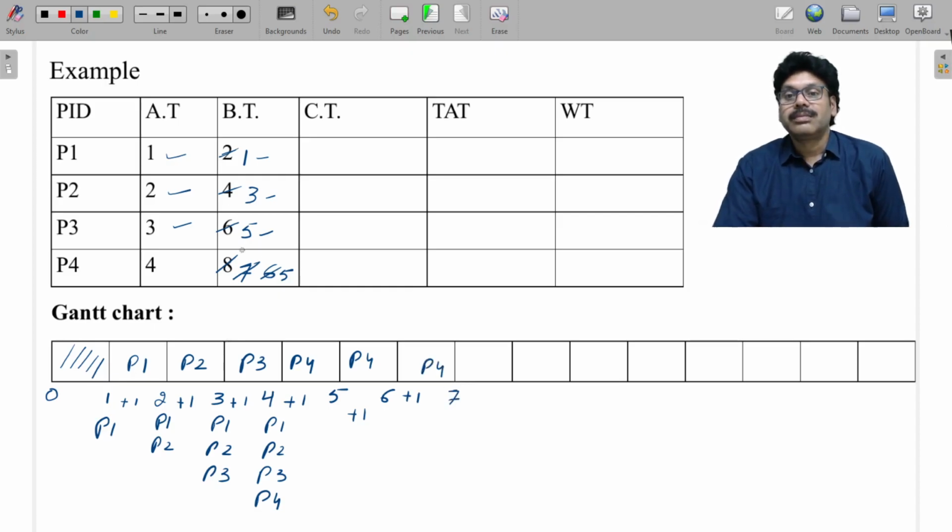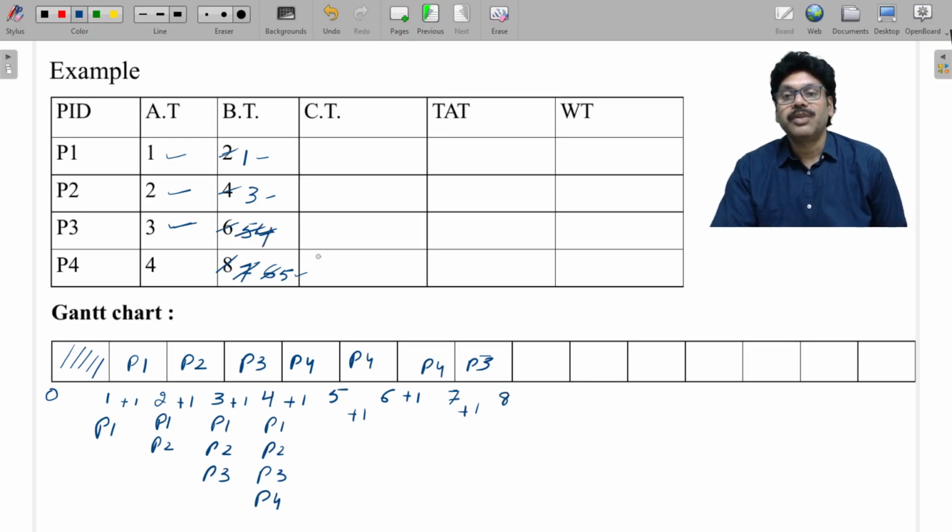Now P4 needs 5, P3 also needs 5, P2 needs 3 and P1 needs 1. So we want to give preference to P3 and P4. There is a conflict, so to resolve it, choose the lowest process ID. Because this one needs 5 and this one also needs 5, P3 will be executed for 1 unit of time. So P3's balance is 4.